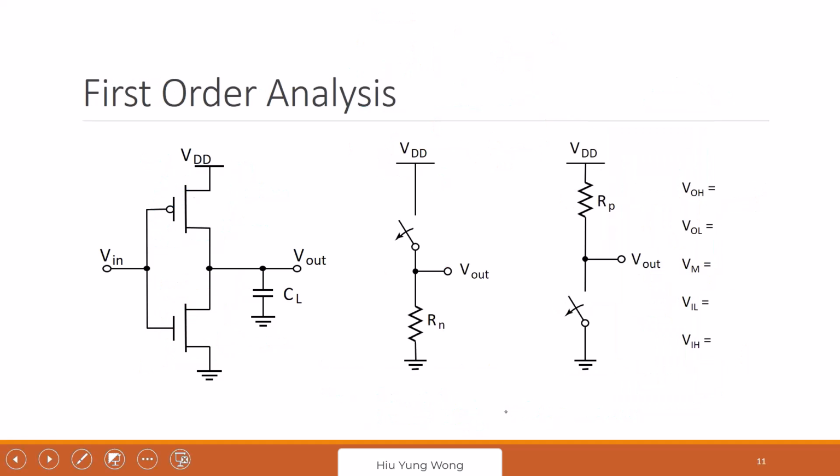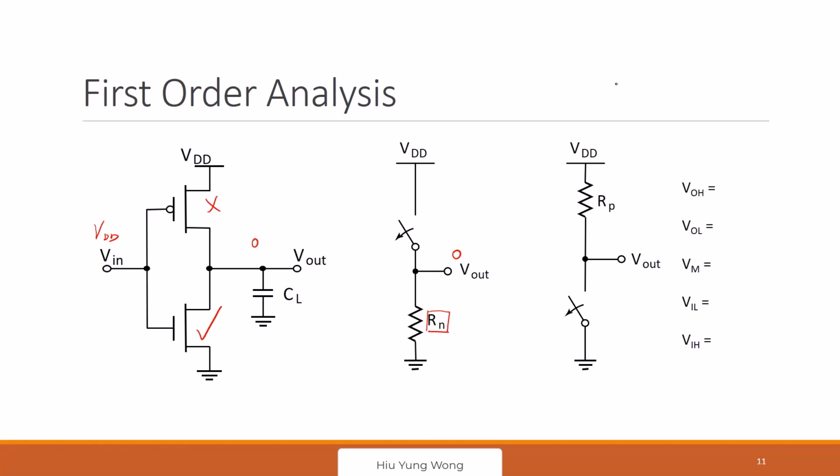Now, let's do a simple analysis. We call it first order analysis, but it's not that simple. First, we look at this. What is an inverter? When the input is high, VDD, then this is on, this is off, and the output is 0. And this is exactly what we have here. So when this is off, that is cut off. So you only have a resistor connecting the output to the ground through Rn. So we need to find out what is Rn. This is the first thing. Actually, we did that last time already.